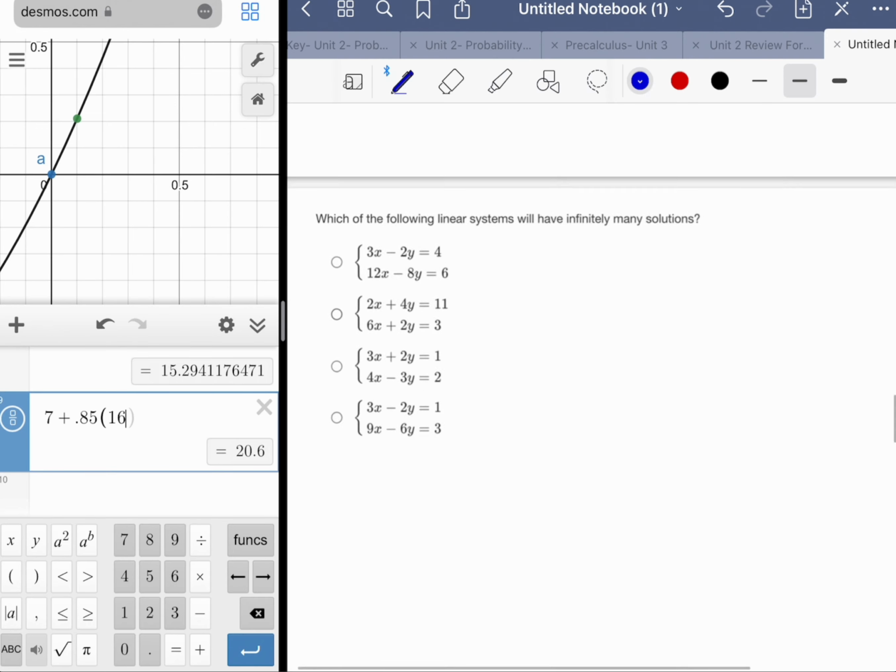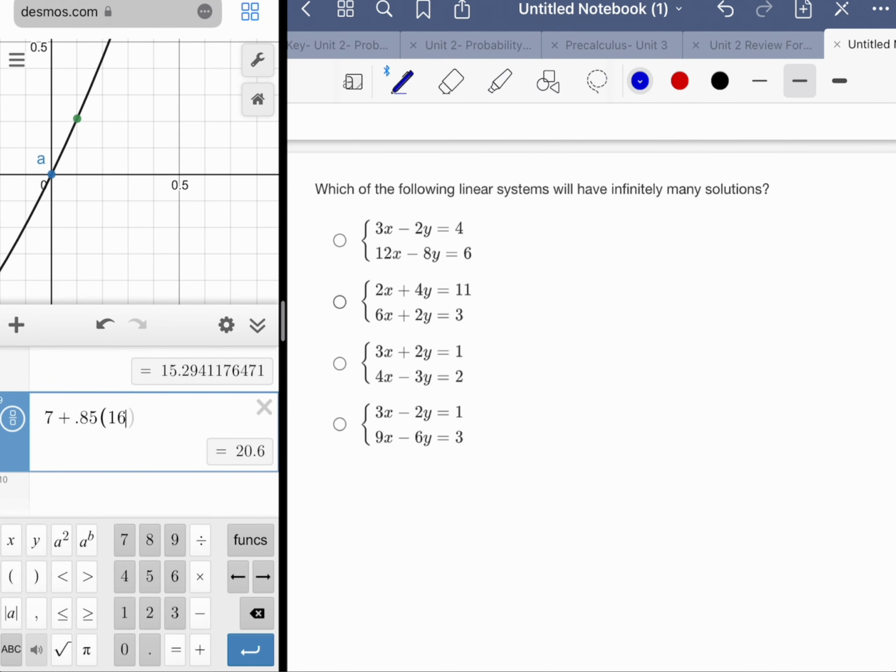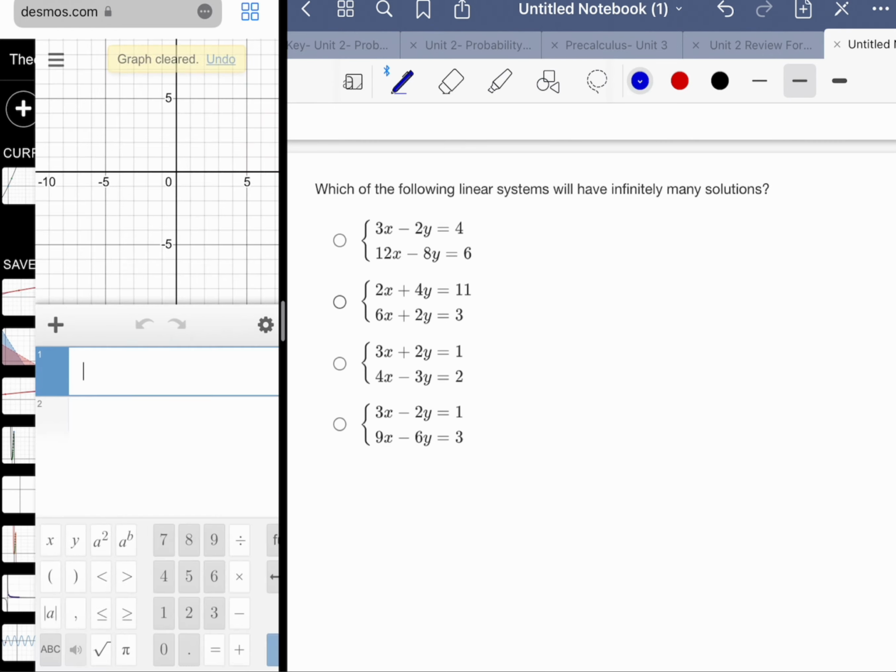All right. Which of the following linear systems will have infinitely many solutions? Again, I mentioned this before, the 2 lines would be identical. They'd be the same line. So it's really just a matter of looking at it and saying, if I were to graph these, which ones would be the same? Well, you could do that with Desmos if you want. There's other ways to handle it. I'll show you both ways.